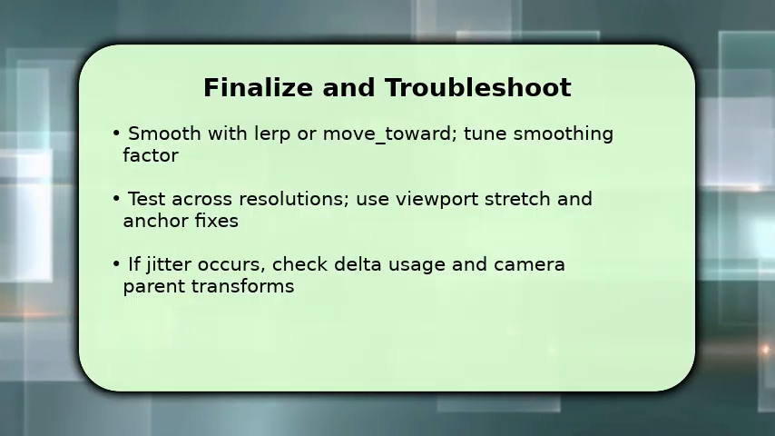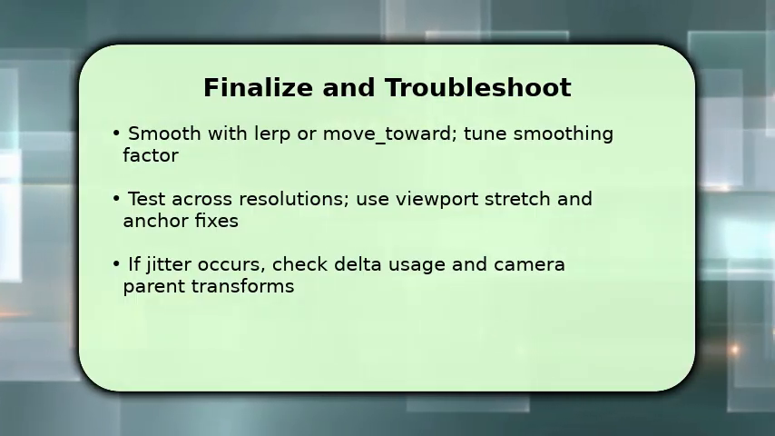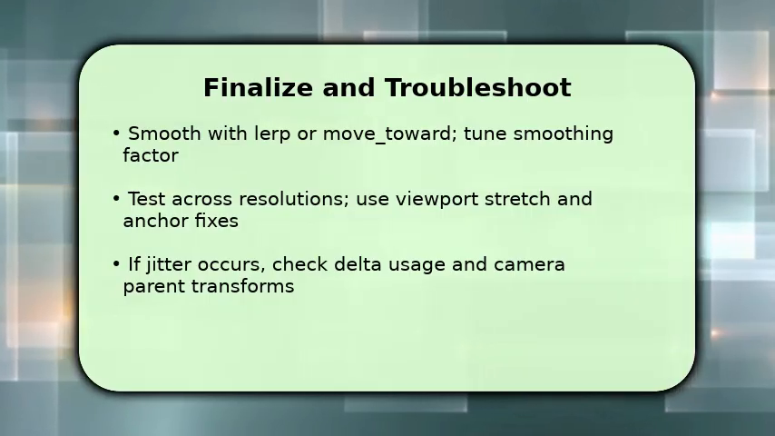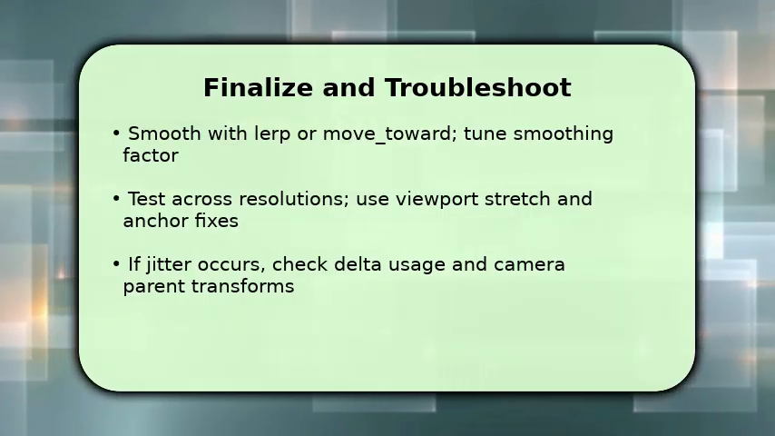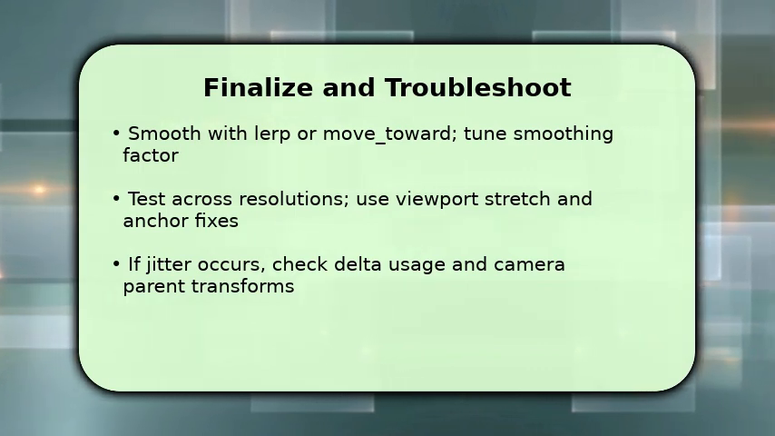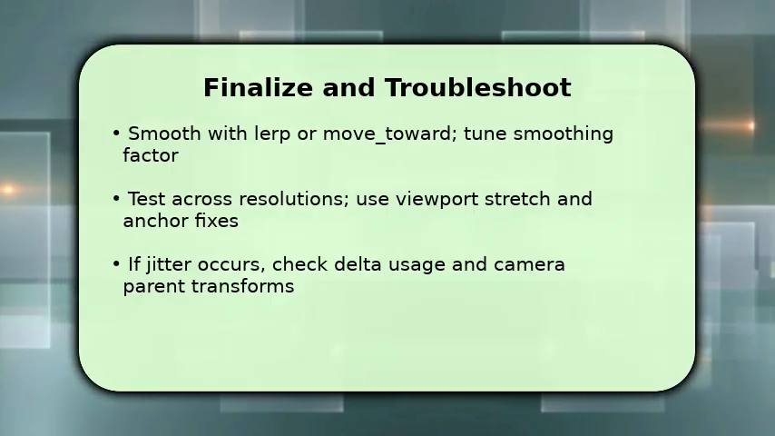If you see jitter, first ensure you multiplied speeds by delta and aren't mixing physics and frame updates. Next, verify the camera isn't parented to a transformed container causing double transforms. Finally, adjust margin and clamp values until edge panning works well.